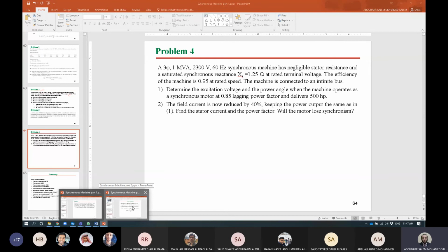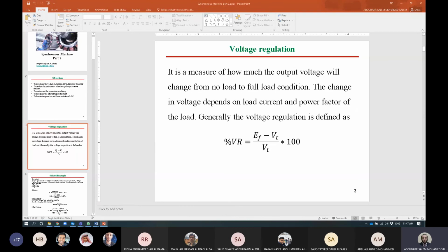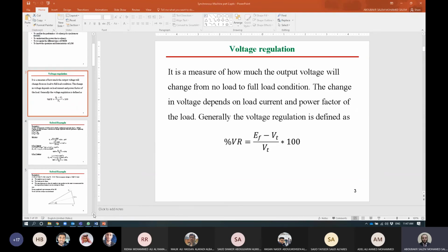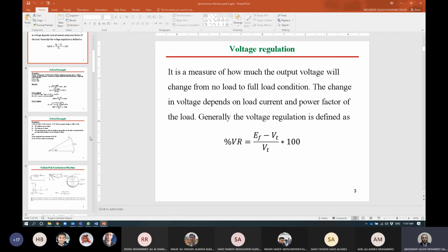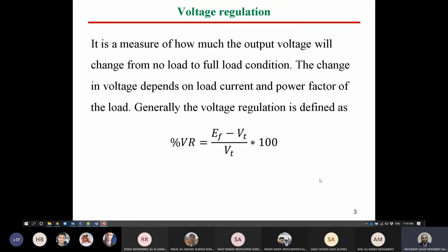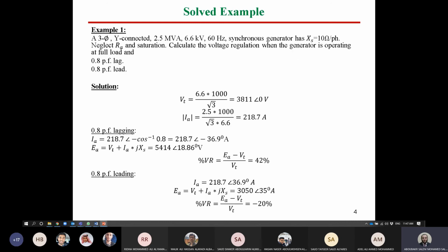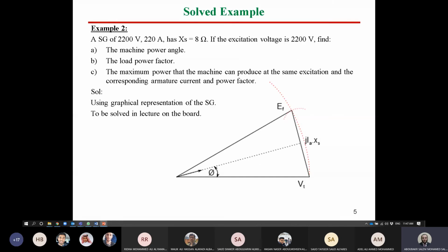Now I will just hint at one of the ideas of the synchronous machine problems in the second file, part 2. We discussed before the voltage regulation. This is the relation of voltage regulation. We may need it in problems. Let's focus now on example number 2, and later we can solve the previous one.